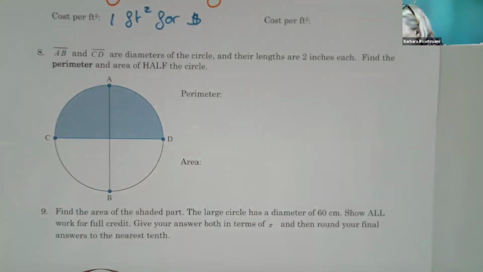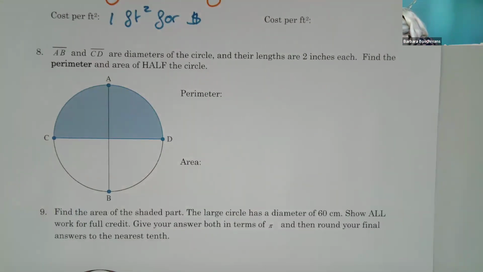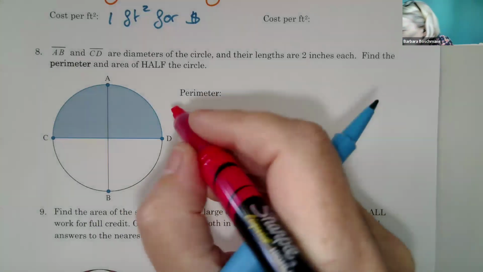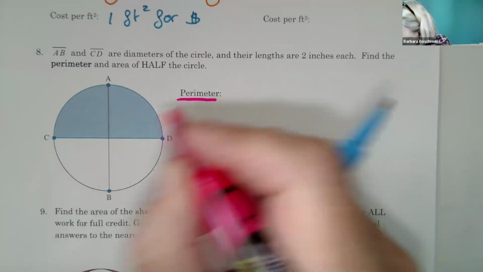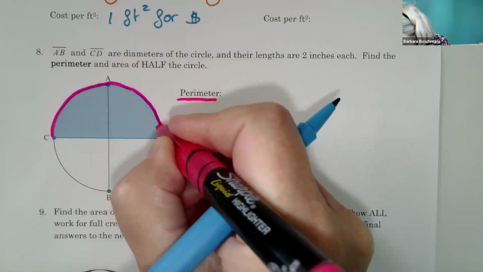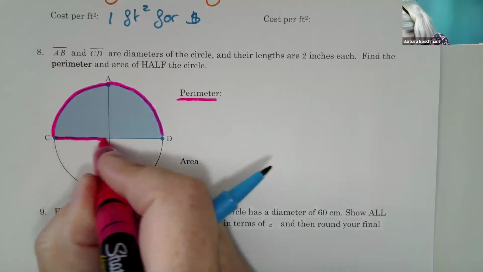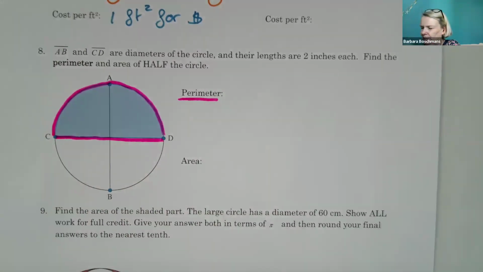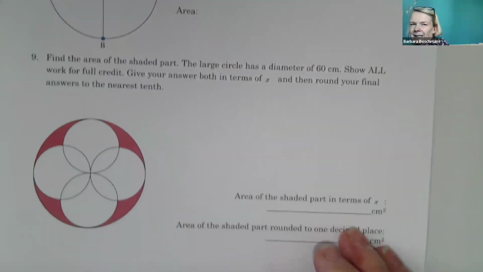Okay, let's look at number 8. A to B and C to D are diameters of the circle. Their lengths are 2 inches each. Find the perimeter and the area of half of the circle. So the big one here is that when you look for perimeter, remember it's the distance around, and that includes the diameter. Area is the area of the circle and half.